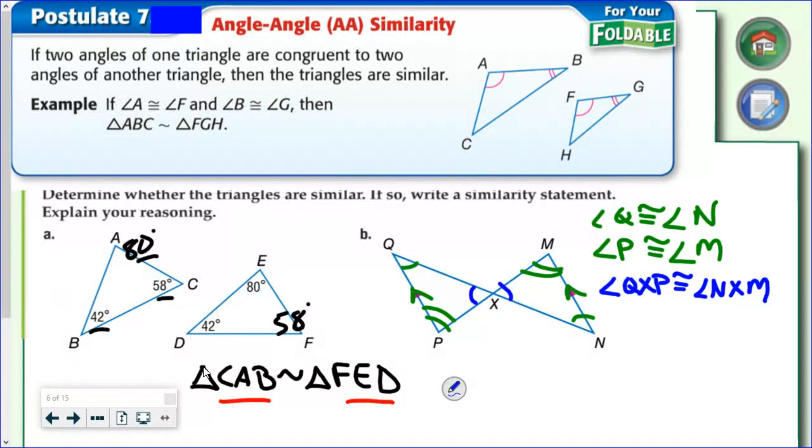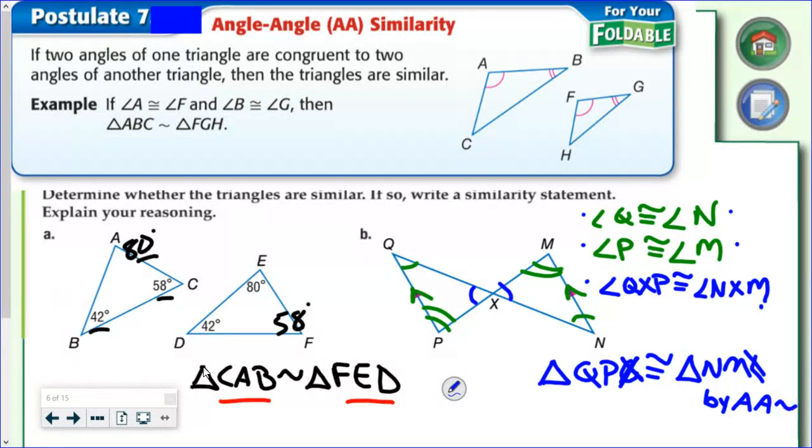So then you make a similarity statement. Triangle QPX, that's an X. See how we're going QPX in order? Is similar to triangle NMX, that's an X, by angle, angle, similar. That's how we state the similarity statement.